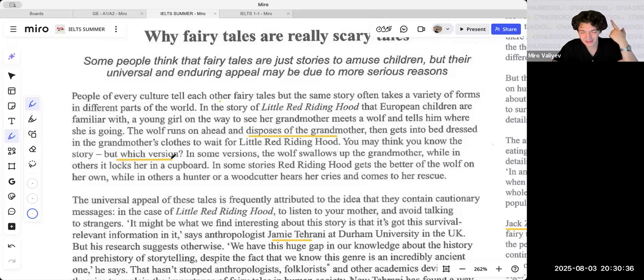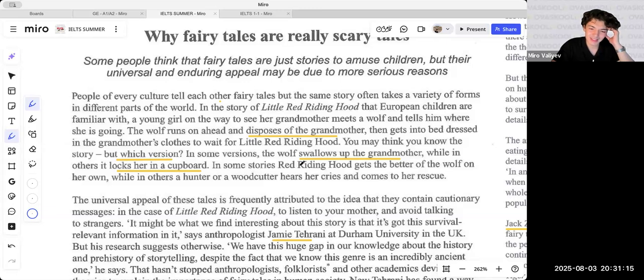Yes, I got that idea in mind that I know the story, right? Because that's Krasnaya Shapochka, yeah. But as you see, we have different versions of the same story. In some versions, the wolf swallows up the grandmother, while in others it locks her in a cupboard. Well, it's a really childish story, right? Locking in a cupboard. So I would definitely go for something more horrific, like swallowing or eating alive, right? Okay.